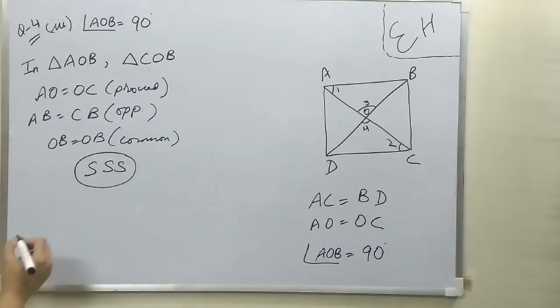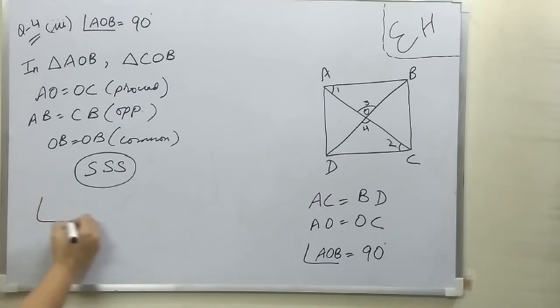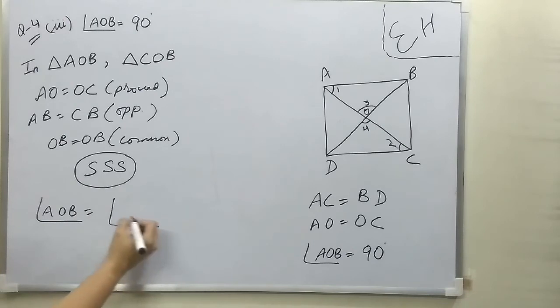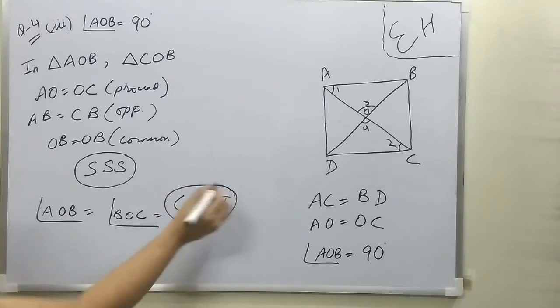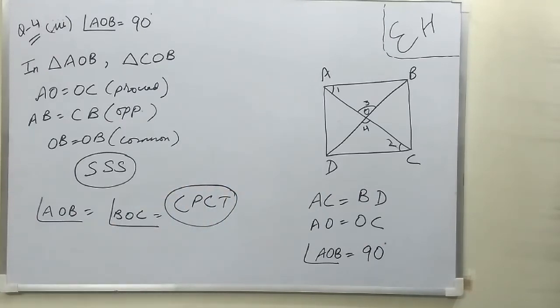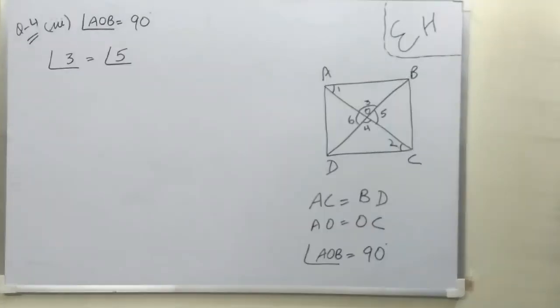If triangles are congruent by SSS rule, angle AOB is equal to angle BOC by CPCT rule, corresponding parts of congruent triangles. Now we have proved that angle 3 is equal to angle 5, that is angle AOB is equal to angle COB.